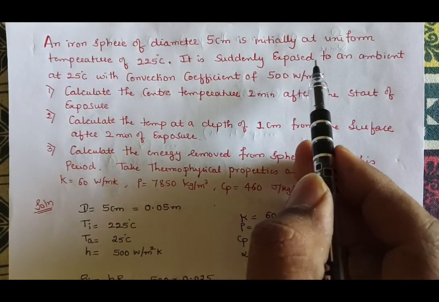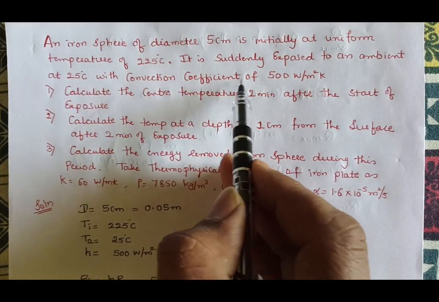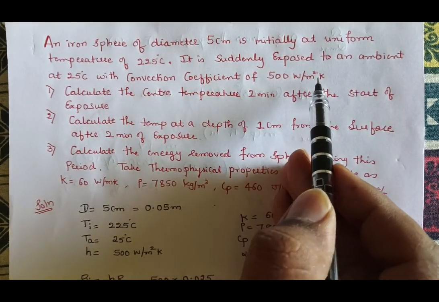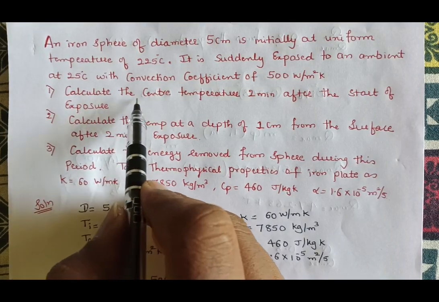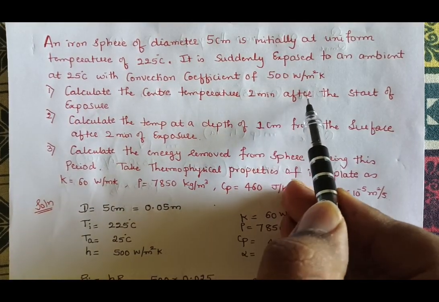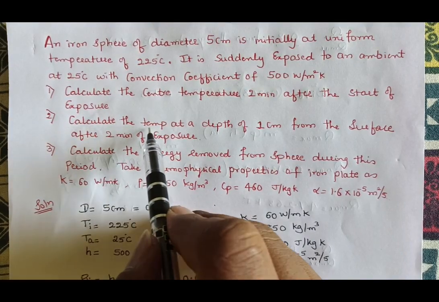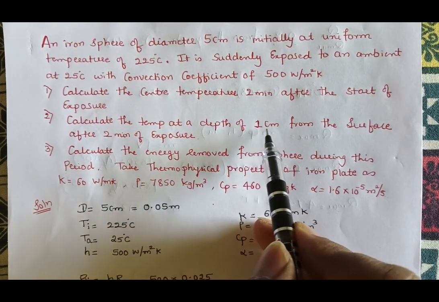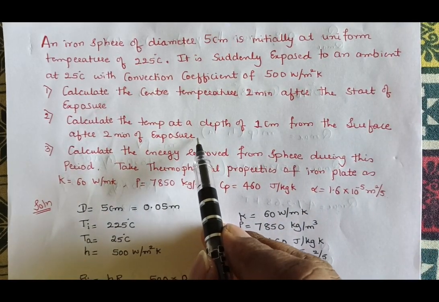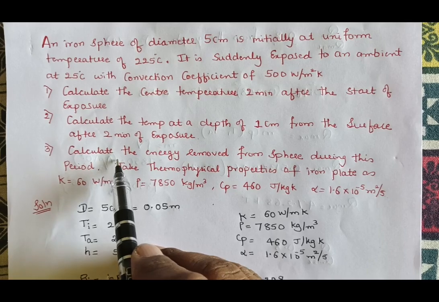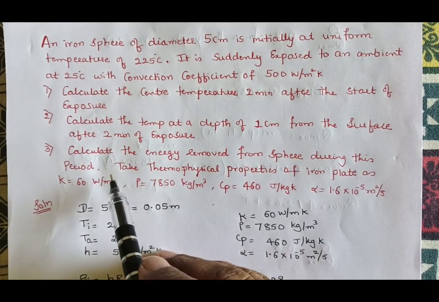It is suddenly exposed to an ambient at 25 degrees centigrade with a convection coefficient of 500 watt per meter square Kelvin. First, calculate the center temperature 2 minutes after the start of the exposure. Second, calculate the temperature at a depth of 1 centimeter from the surface after 2 minutes of the exposure. Third, calculate the energy removed from the sphere during this period.